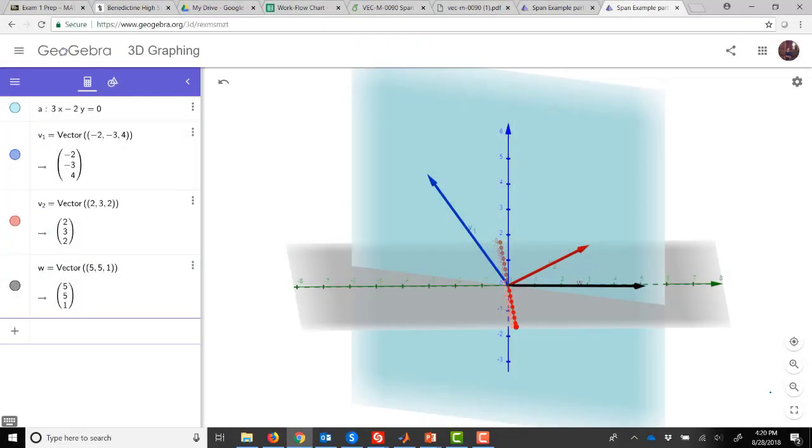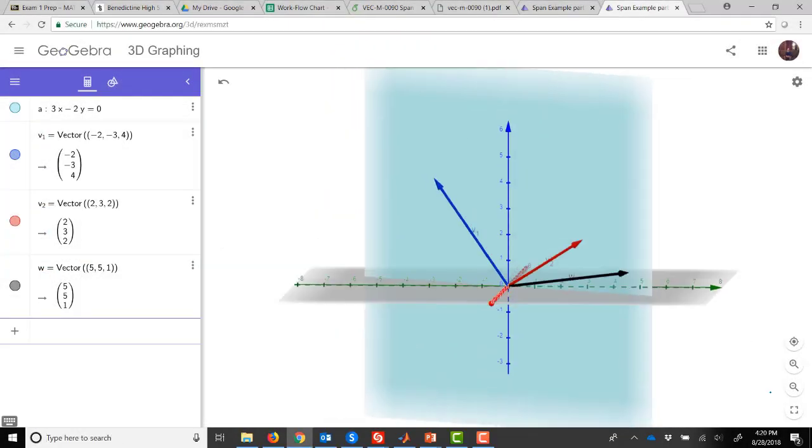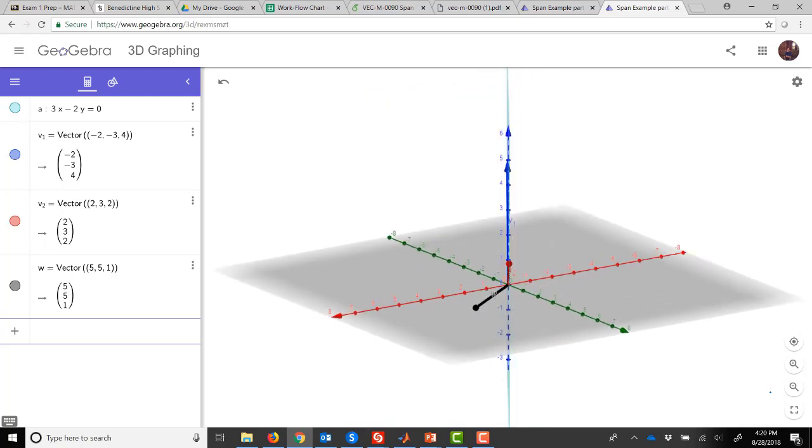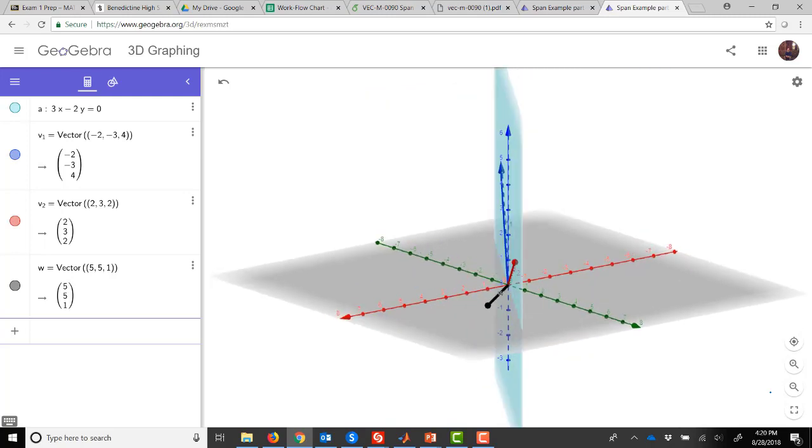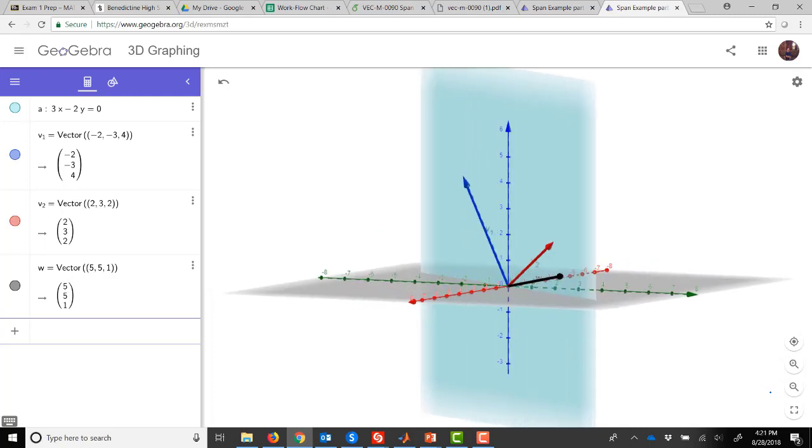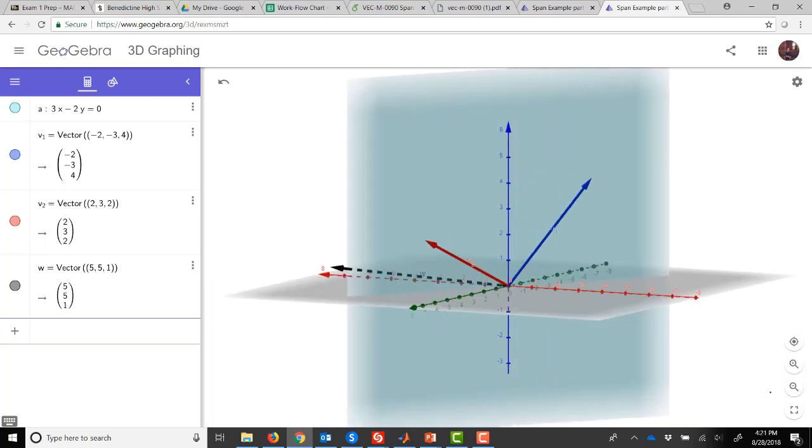So here I have plotted v1, v2, and w. And you can see, if you look carefully, w is not in the span of v1 and v2. I guess it's close, but not quite in the span.